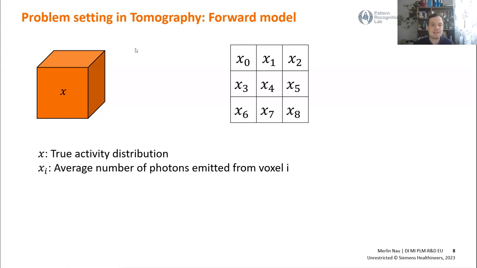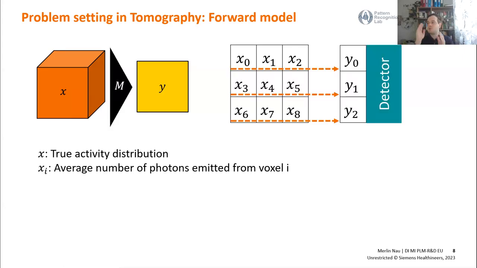Now let's imagine that X is our patient, and this is some kind of true activity distribution that we have. And each of these voxel elements now contains an average number of photons which is being emitted from this voxel. Now, when we capture these projection views going around the patient, what we actually end up with are these projection images. So you can see them denoted here as Y0, Y1, Y2. So this is the detector. And the photons from X0, X1, and X2 would now fly into Y0, X3, X4, X5 into Y1, and so on and so forth.